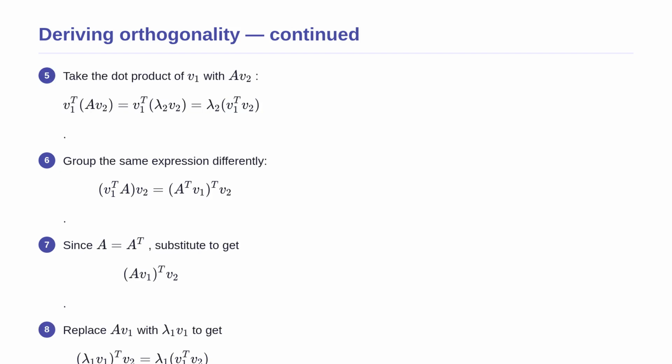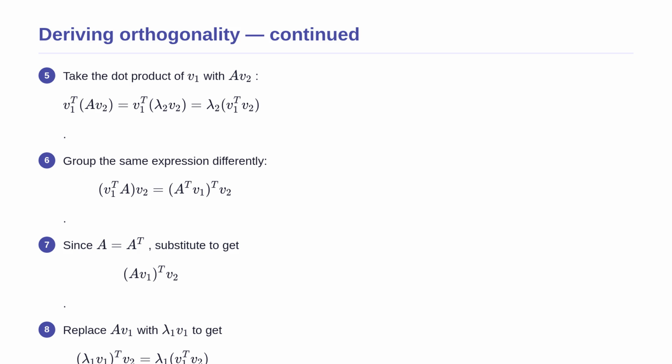Now we want to connect these two equations to see how the vectors relate to each other. We do this by taking the dot product of V1 with the transformed vector AV2. In matrix notation, this dot product is written as V1 transpose times AV2. Since AV2 is just lambda 2 times V2, we can pull the regular number lambda 2 out to the front of the expression.